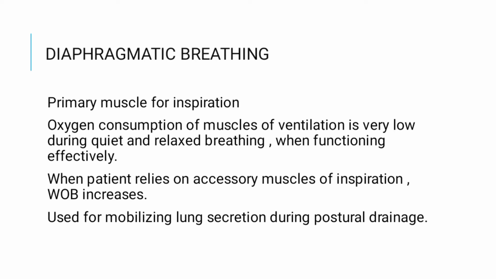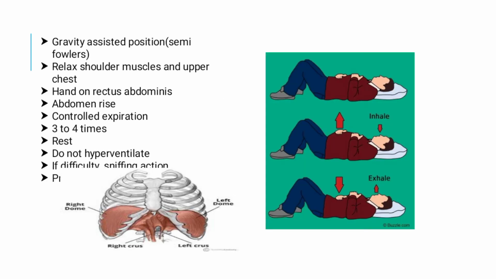So what happens is, later on, as the disease progresses, the diaphragm will reduce its function and the function is taken up by the accessory muscles. So in order to prevent this, we need to train the patient in diaphragmatic breathing. Oxygen consumption of the muscles of ventilation is very low during quiet and relaxed breathing when functioning effectively. So you can see the picture.